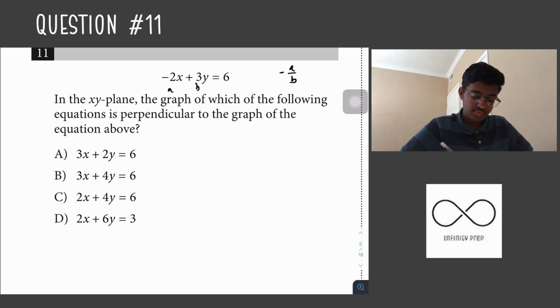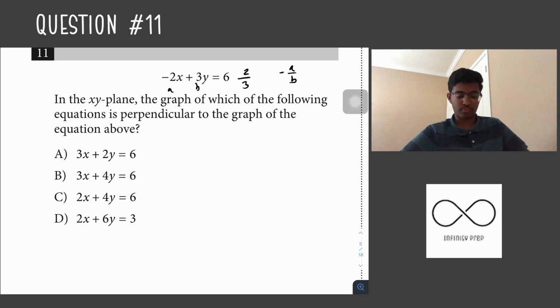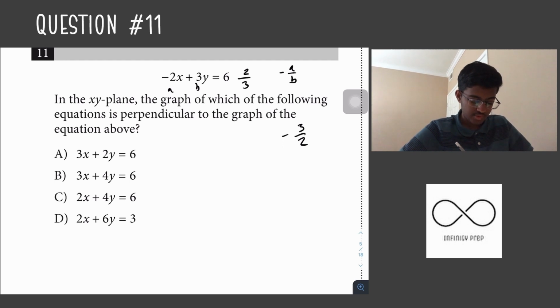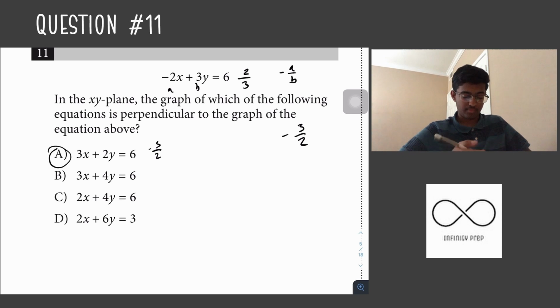The slope of the equation given at the top is 2 over 3, and so for any of these equations to be perpendicular to the equation on top, their slopes have to be negative 3 over 2. So let's start with answer choice A, negative a over b, which would give it a slope of negative 3 over 2. And this would make it our answer choice, but for good measure, let's just check all the rest of the answer choices.